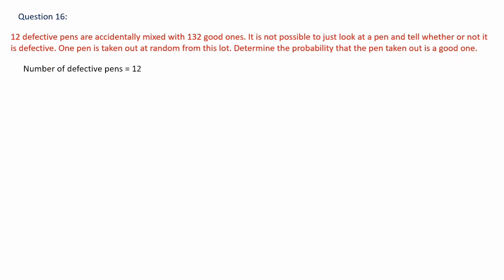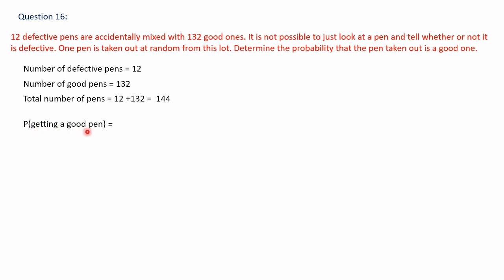So first of all, the number of defective pens given to us is 12. The number of good pens we have is 132. For writing the probability we need the total number. So the total number of pens is 12 and 132 added, you will get 144. So this is our total number of pens. The question is to determine the probability that the pen taken out is a good one. So here there are 132 good pens, so your favorable outcome is 132. So the probability of getting a good pen is equal to favorable, which is 132, and total, which is 144.